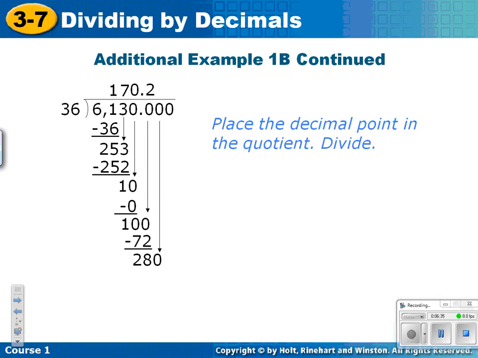Notice they moved the dot, and the dot went straight up, right? Okay. So now we're left with 280. It's going to go in there 7 times. Uh-oh. After we solve the problem, we're left with 280 again. What's going to go up on the top? We had 36 go into 280 7 times, and we were left again with 280.